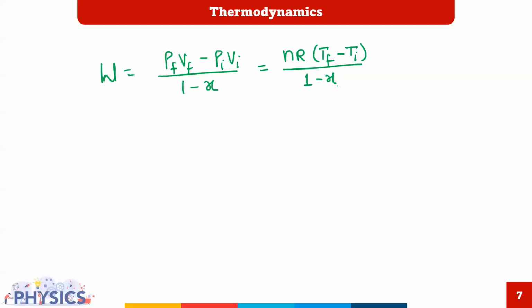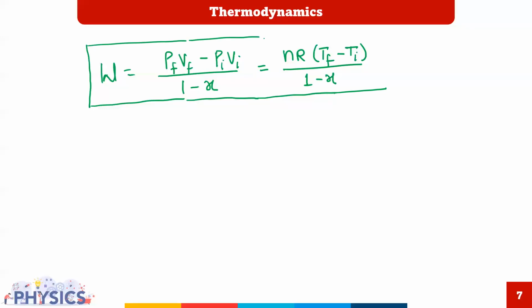1 minus x. So in general, the work done by a gas for any thermodynamic process, I can write as P final V final minus P initial V initial divided by 1 minus x. Or I can write this in terms of temperature also, which is nR (T final minus T initial) divided by 1 minus x. The only place where it is not valid is where x is equal to 1. X should not be 1. Except this, for any thermodynamic process, I can apply this formula.